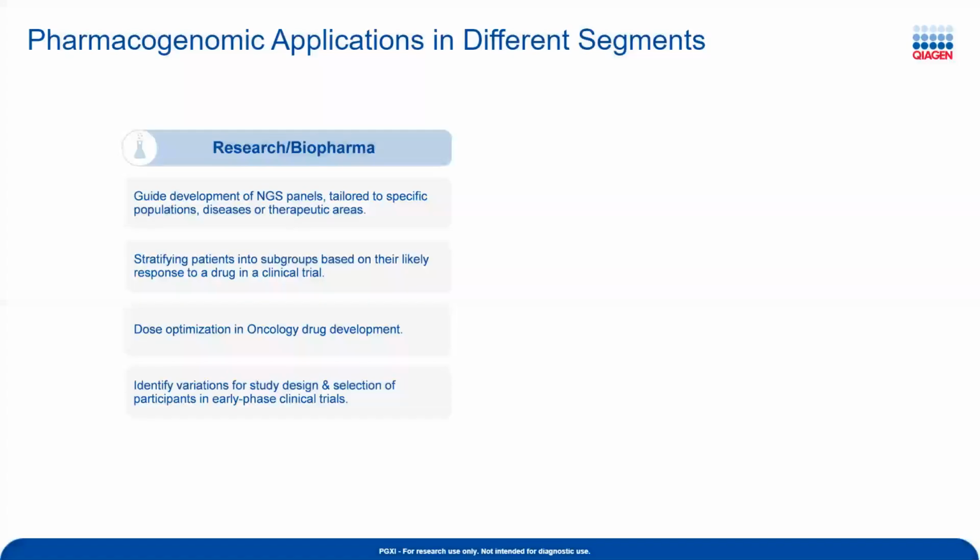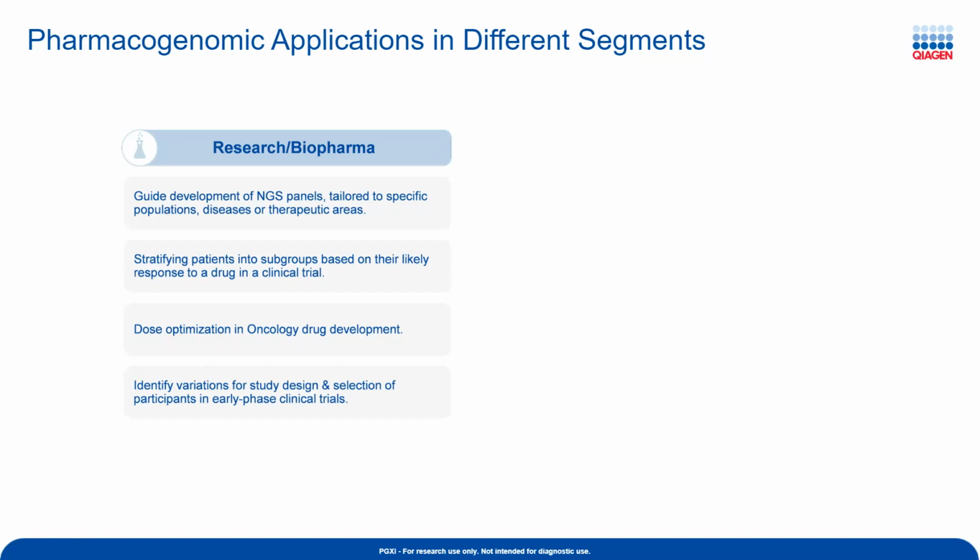Now, pharmacogenomic applications have roles in different segments. In research or biopharma, they can be used in the development of NGS panels that could be tailored to specific populations, diseases, or therapeutic areas. They can be used to stratify patients into subgroups based on their likely response to a drug in a clinical trial. They can also be used for dose optimization in oncology drug development and identification of variations for study design and selection of participants in early phase clinical trials.